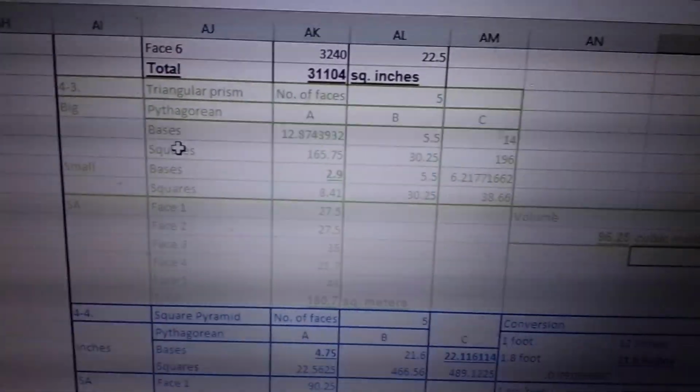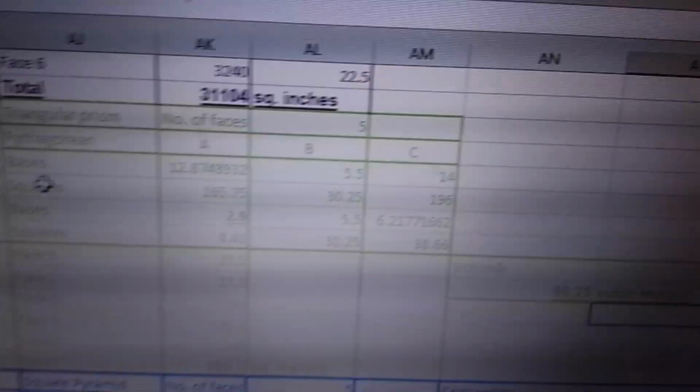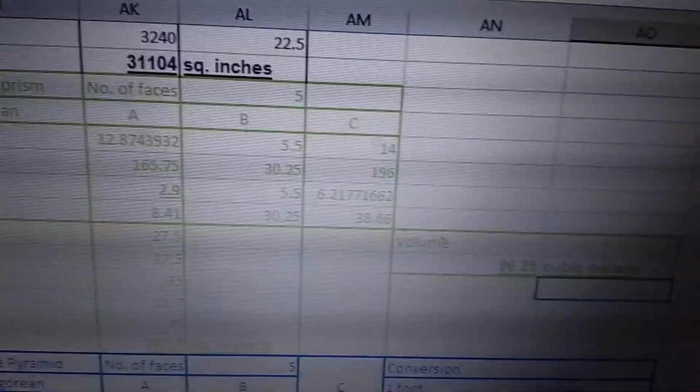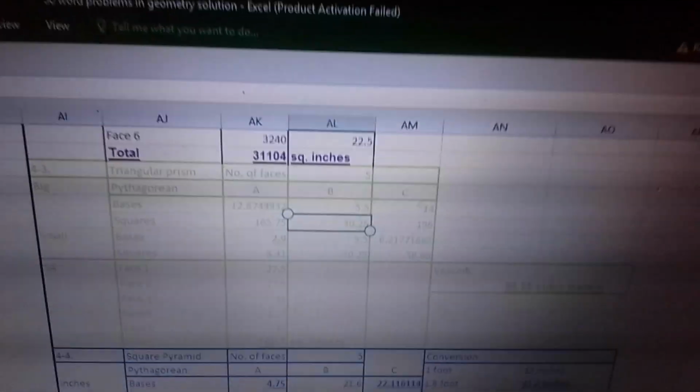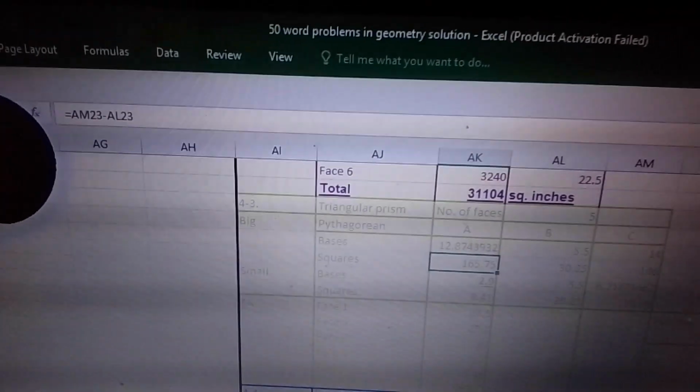Going back to our Microsoft Excel, we have the bases that you see here together with the squares. Ganito yun. Remember, ang 5.5, that's the base, that's the height. Tapos, yung 14, that is the hypotenuse. So, ang ginawa namin dito, square ko yung dalawa. I squared it, and then that's 196. Tapos, to get the area, I just subtract these two.